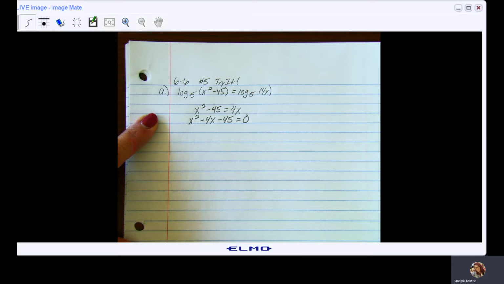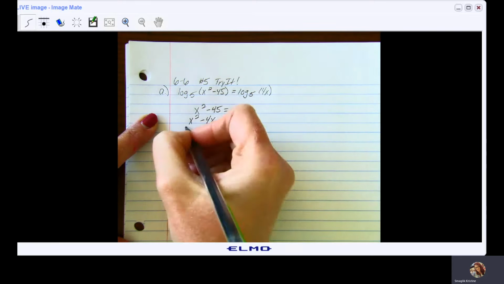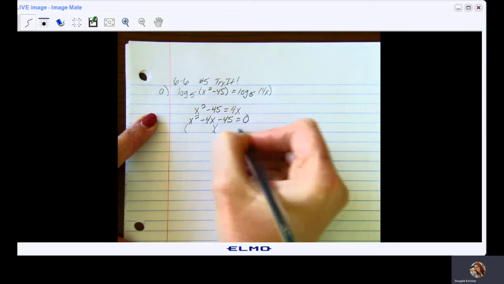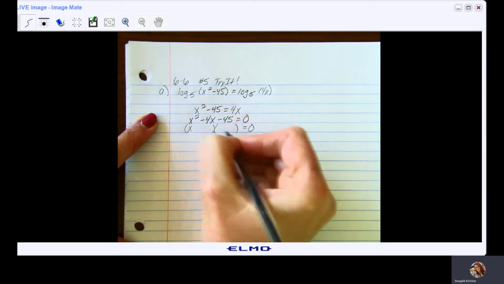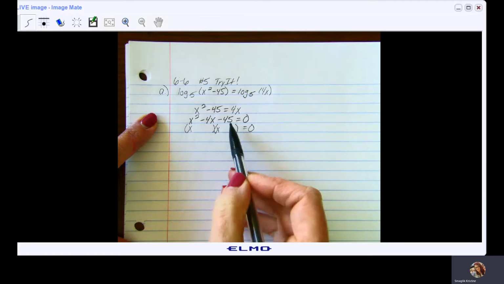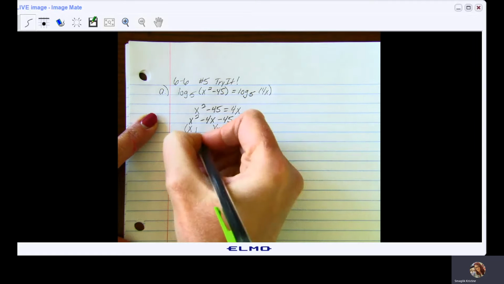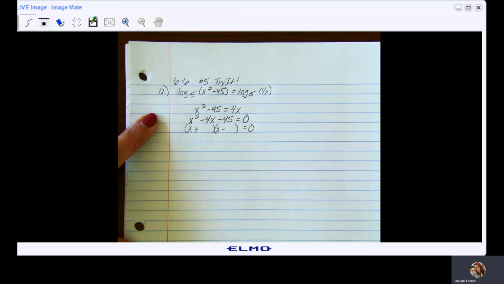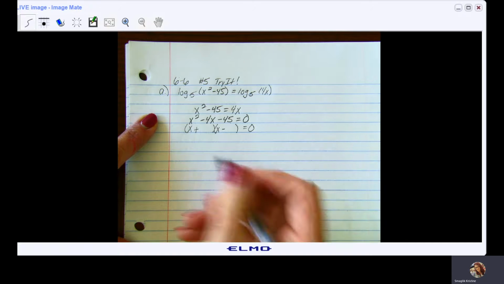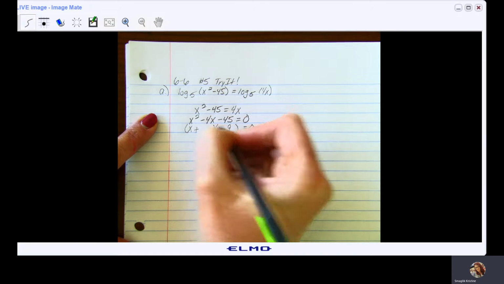And now we'll need to factor. Leading coefficient of 1, this should be really easy, nice and straightforward. I'm going to drop my x's in. My c value is negative, so my signs would have to be opposite. And two numbers, when I multiply them, I get negative 45, and I add them, I get negative 4. So that would have to be 9 and 5.